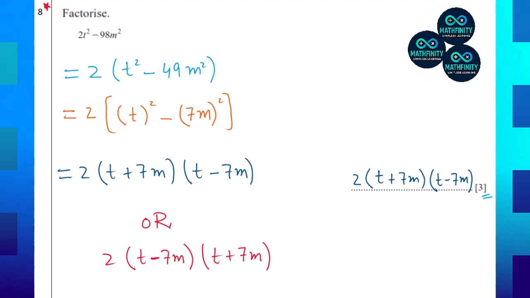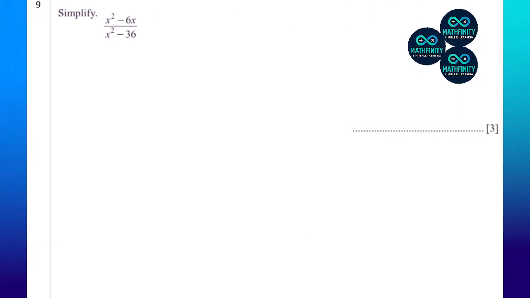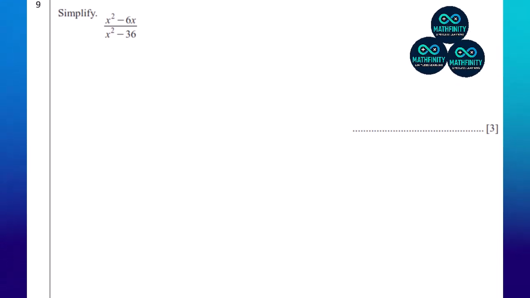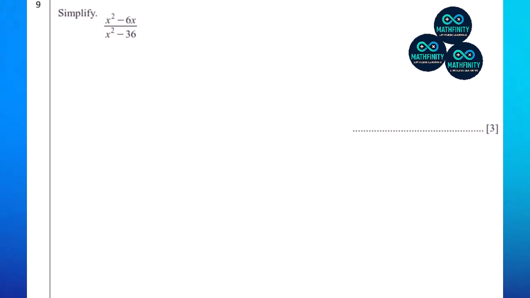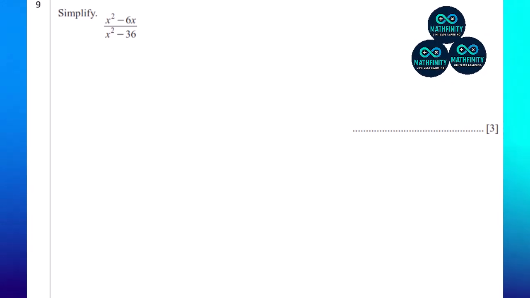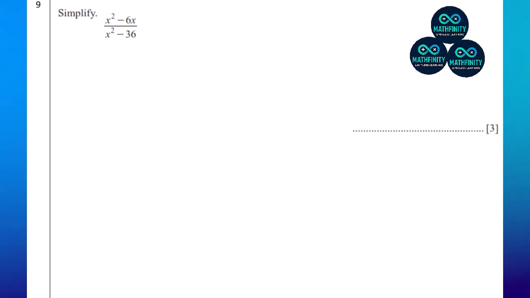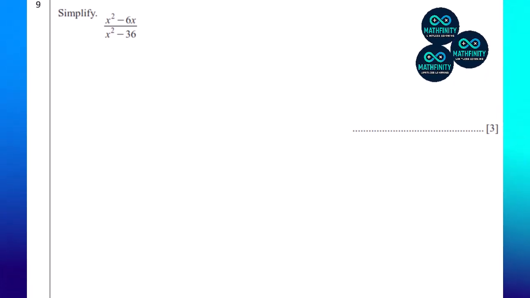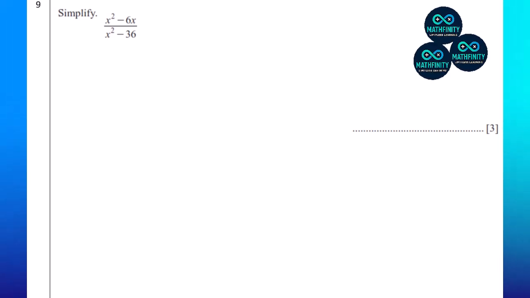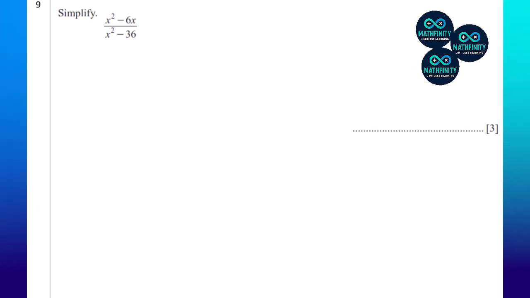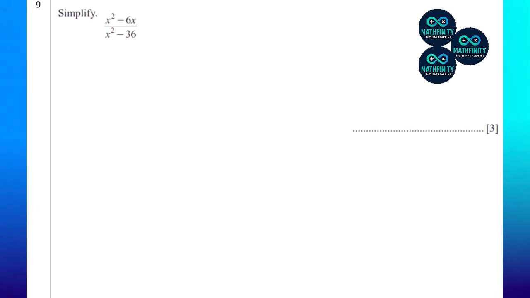Question number 9. Also very important, because sometimes you have a situation with numerator and denominator. You have to solve them separately, numerator separately and denominator separately. We observed there are two terms in the numerator, and in the denominator also two terms. And this question is for 3 marks. So let us solve this.